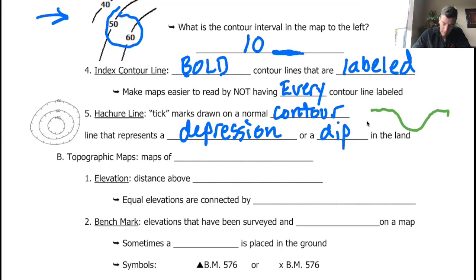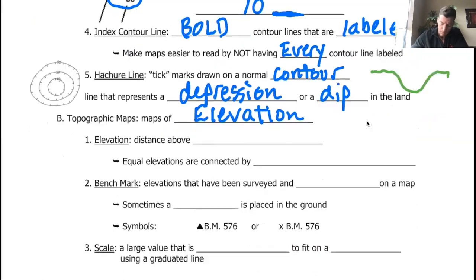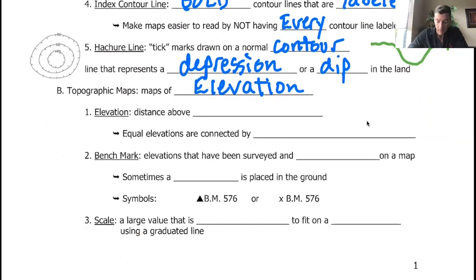Okay, topographic maps. This is really the focus of what we're going to be doing here. These are maps of elevation, and that's the primary type of map we'll be looking at. If you think back to what you know from previous science classes, elevation is the distance above something very important, sea level.